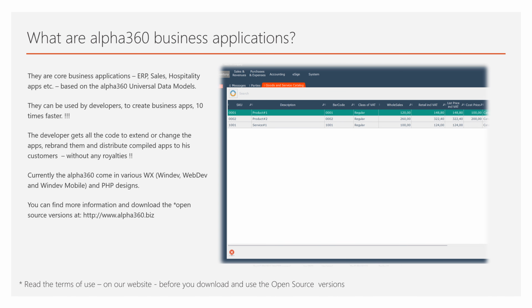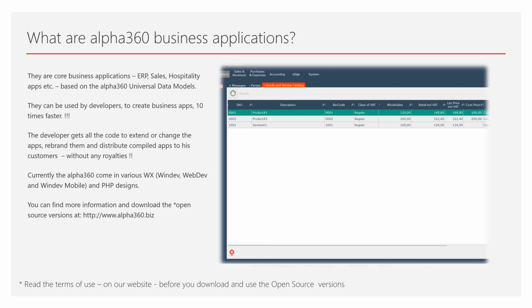What are alpha360 business applications? They are core business applications, ERP, sales, hospitality apps, etc., based on the alpha360 universal data models. They can be used by developers to create business apps 10 times faster. The developer gets all the code to extend or change the apps, rebrand them, and distribute compiled apps to his customers without any royalties.